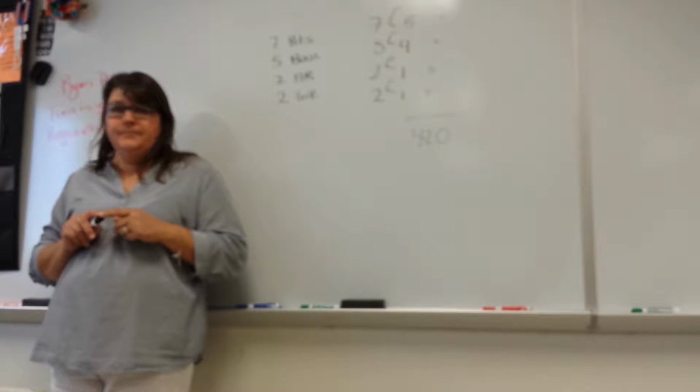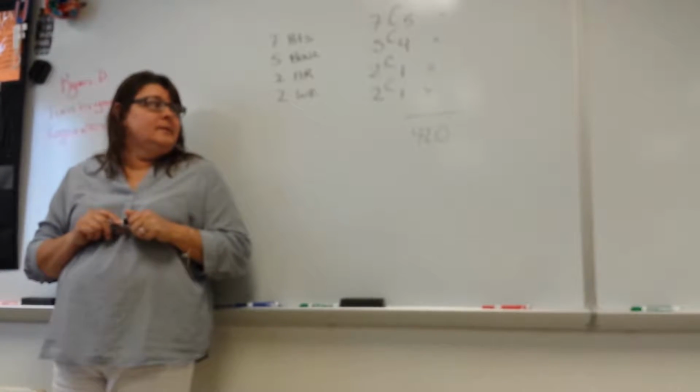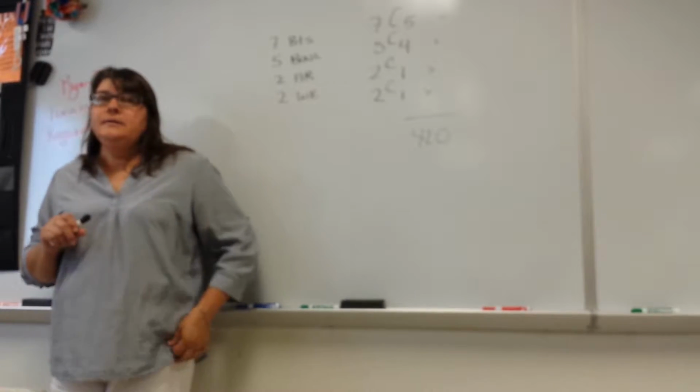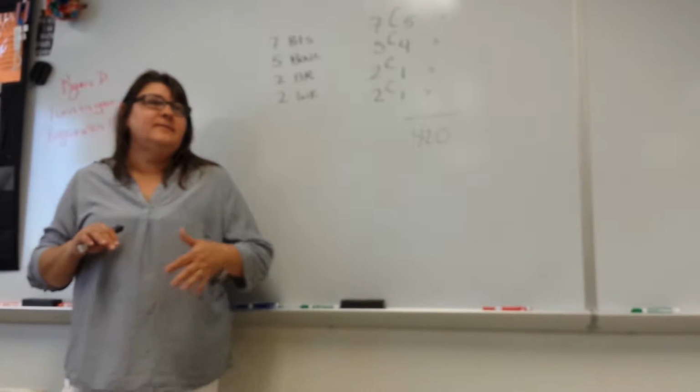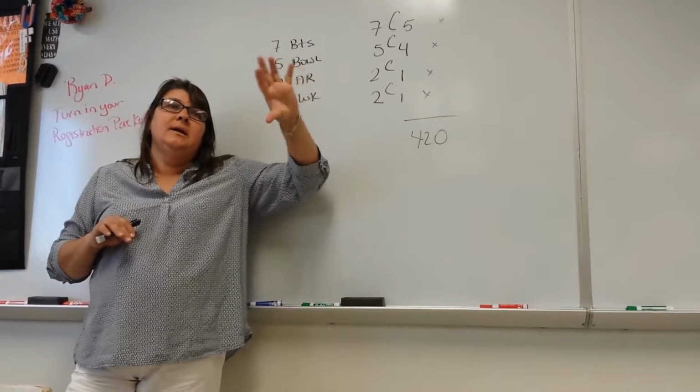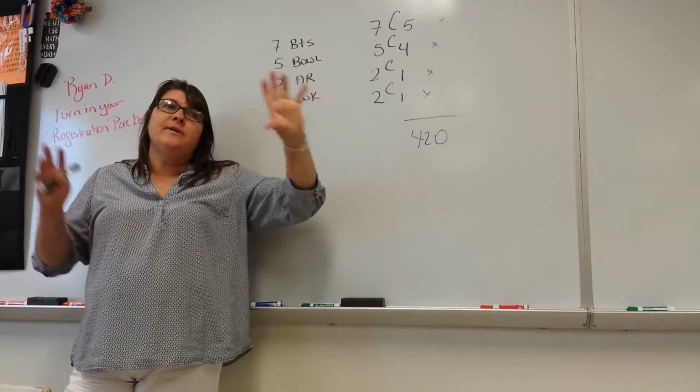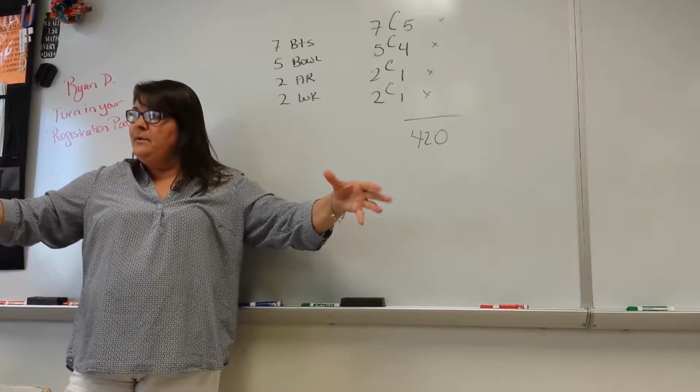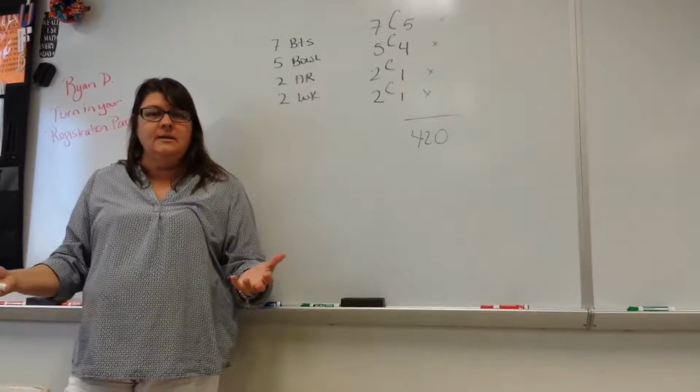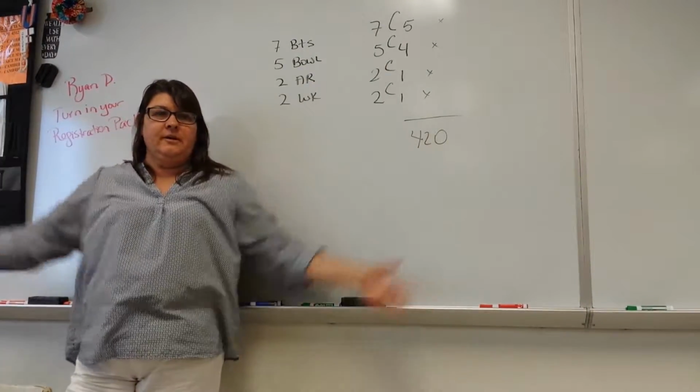But that one was a little tricky. Okay, we're going to talk about it. So technically, does it make sense that this number of 420 is actually every complete possibility that could happen for that team's choices? So that's like the big picture.